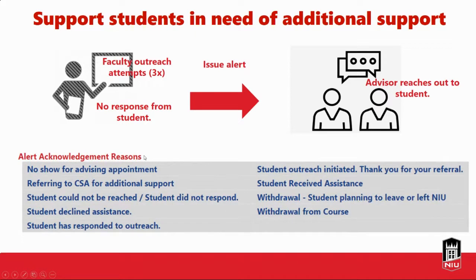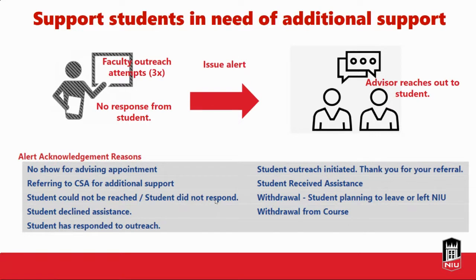Now, if after 2 weeks they were able to get to the student, they were able to meet with the student, the student withdrew from a course, or the student has responded in some way, we're going to close out the alert, and we're going to have an alert acknowledgement reason for any number of these situations. The student has responded, or the student responded and said, no, I'm good, I don't need any assistance. Or the student could not be reached, or the student did not respond to the outreach. So again, we're trying to make sure that you know what's happening or still in progress.